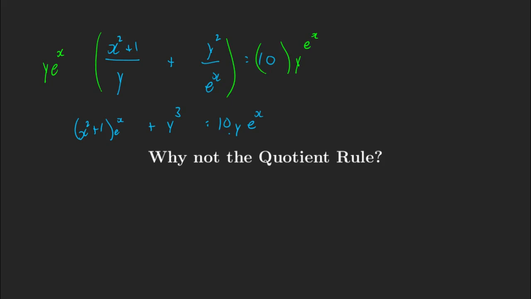So you could use the quotient rule on this if you wanted, right? You could go ahead and just differentiate things directly. Everything works out fine, but you don't have to. You never have to worry about division. You can just multiply those denominators out to get rid of them.